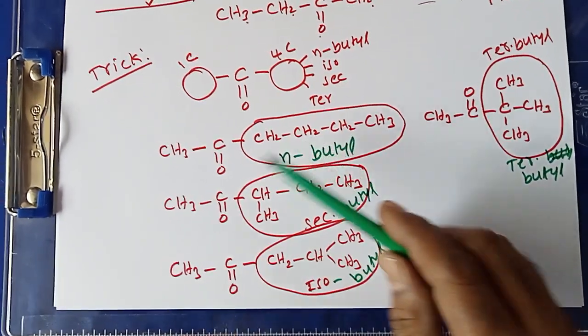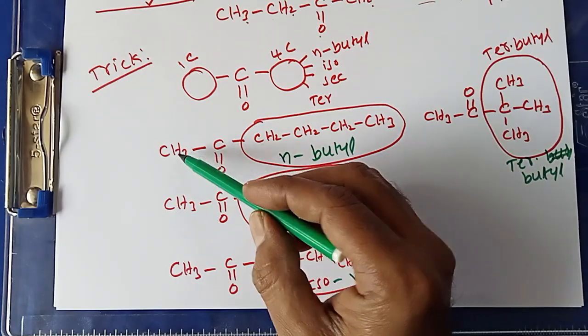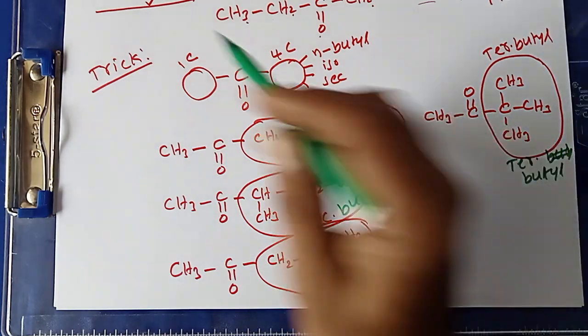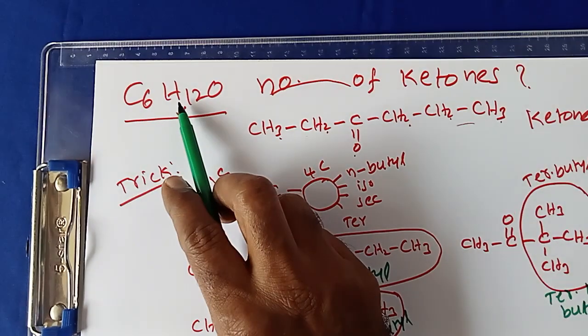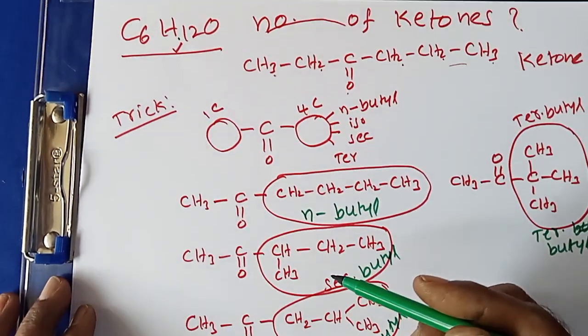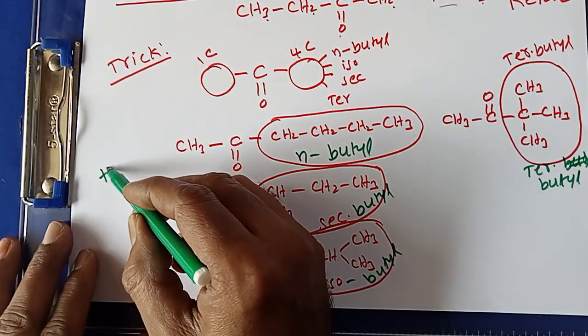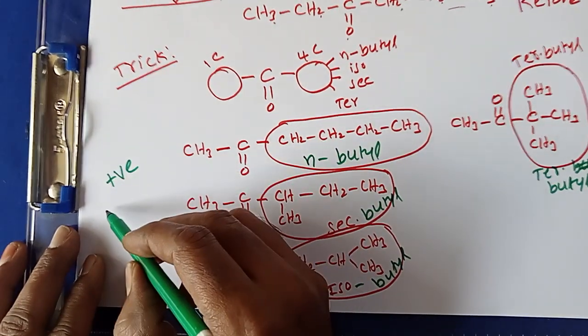In this one logic point is there. In all these 4 isomers, C double bond O CH3 group is there. So for this formula, for ketones, all these 4 give a positive haloform test. This is a very important point.